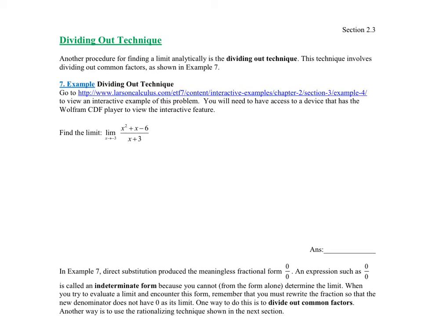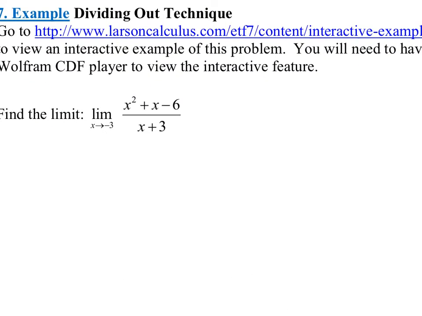So the problem is find the limit as x approaches negative 3 of x squared plus x minus 6 all over x plus 3. So what do you want to do? Well, the first thing I always want to do is the easiest thing possible, which would just be plugging in the number. So that'd be negative 3 squared plus negative 3 minus 6 all over negative 3 plus 3. Negative 3 squared is 9, minus 3 is 6, minus 6 is 0, and on bottom negative 3 plus 3 is 0, so I'm getting 0 over 0, which is indeterminate.